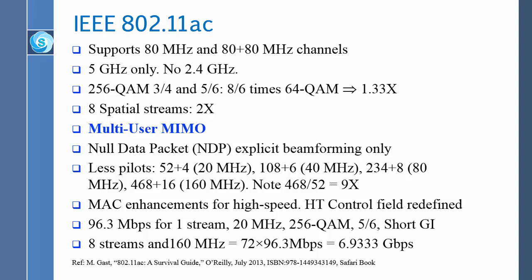Now, 11AC. First, what is the feature? 11AC can use 80 megahertz. So remember, there were 20 and 40 for 11N, right? Now they're going twice, 80 megahertz and 160 megahertz. And it does not do any 2.4.